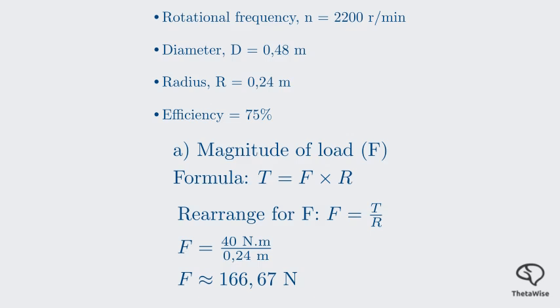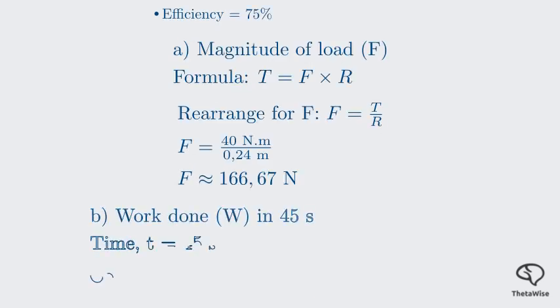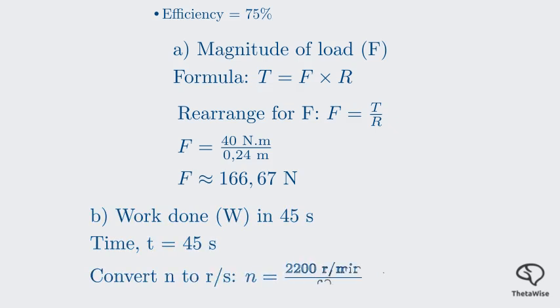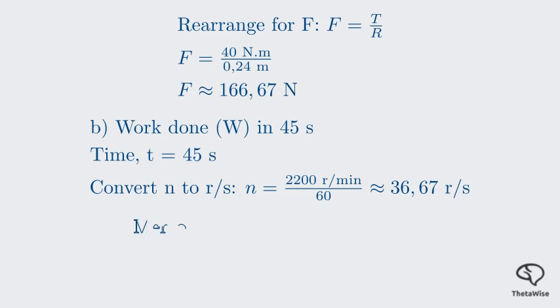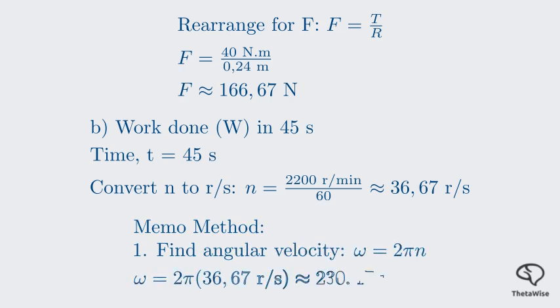Now for part B, the work done by the machine in 45 seconds. First, we need to convert the rotational frequency to revolutions per second. N equals 2200 divided by 60, which is approximately 36.67 revolutions per second. The memo solves this by finding the total angular displacement and then using the work energy formula for rotation. First, we find the angular velocity omega, which is 2 pi n. Omega equals 2 pi times 36.67, which is approximately 230.47 radians per second.